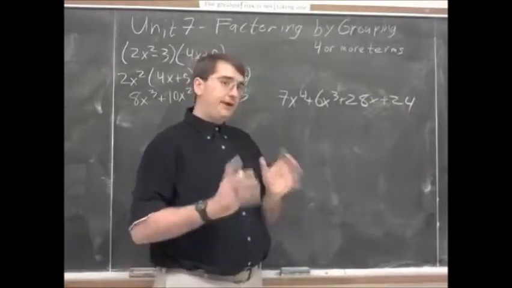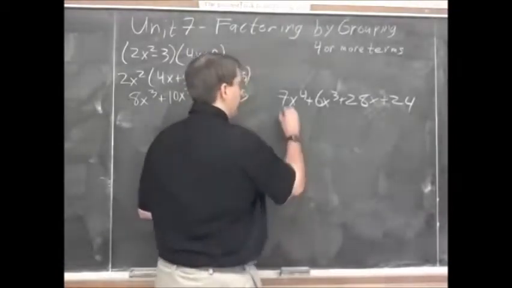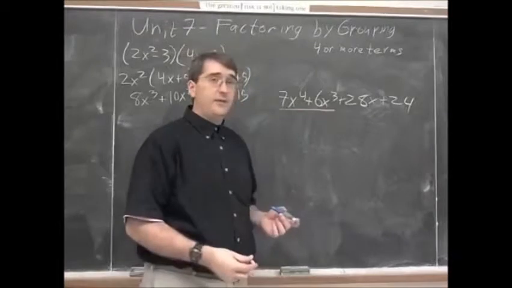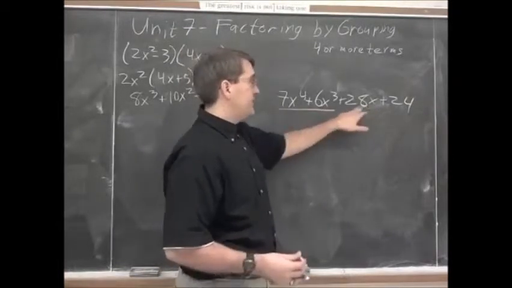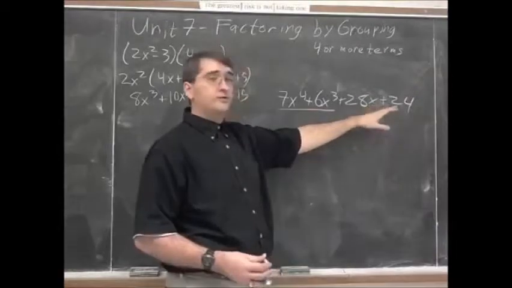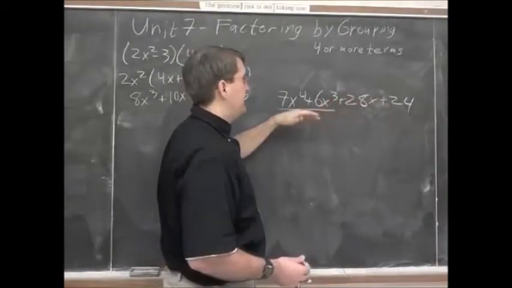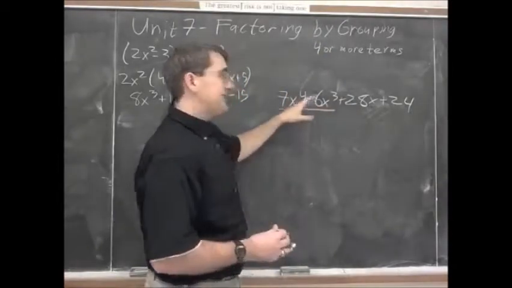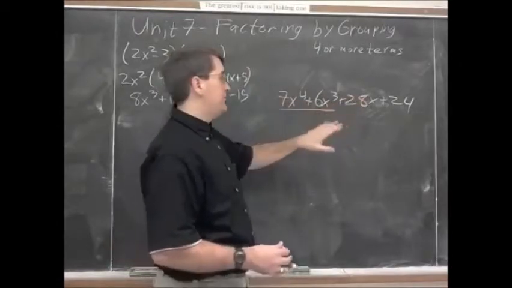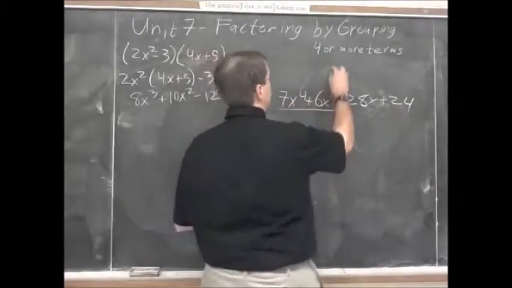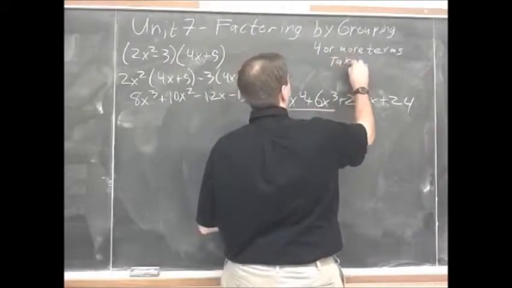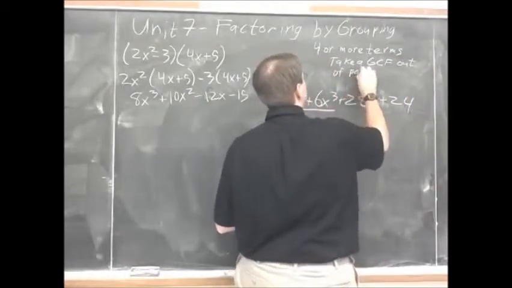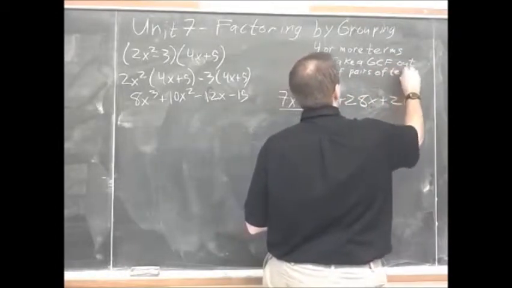But you might notice that pairs of the polynomial do. The 7x to the 4 and the 6x cubed, for example, we can take an x to the third out of them. If we extended that red line all the way to 28x, we would have only been able to take out an x. The factoring by grouping method works exactly like what we're doing here. Instead of trying to take a GCF out of a whole polynomial, we're going to group pairs of terms and take a GCF out of pairs of terms. That's how this process works.